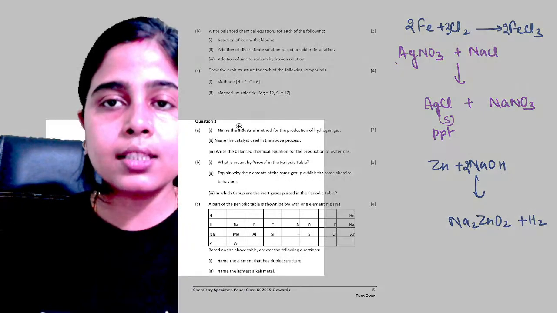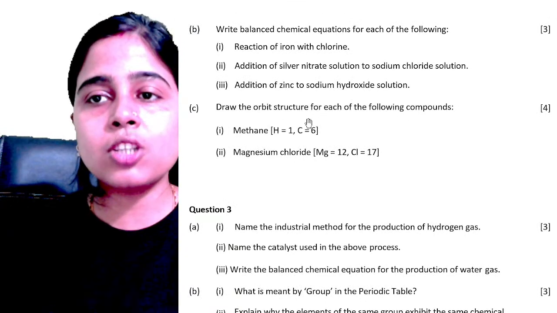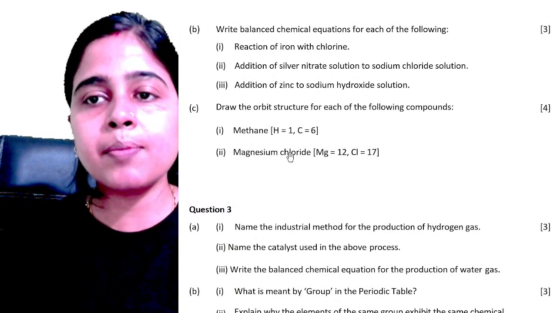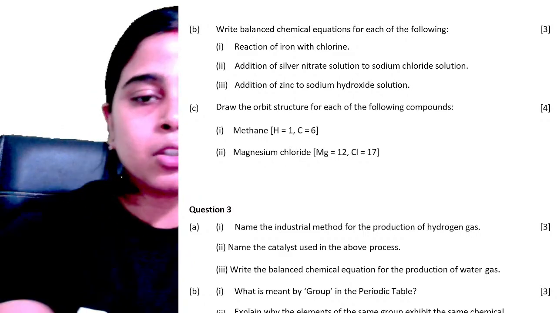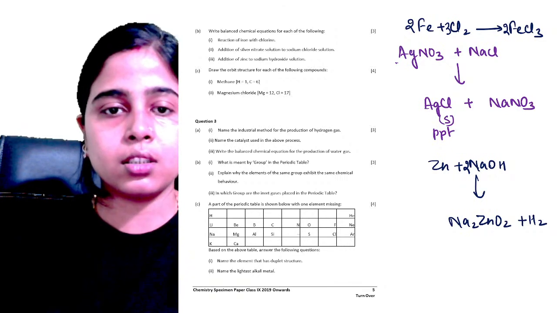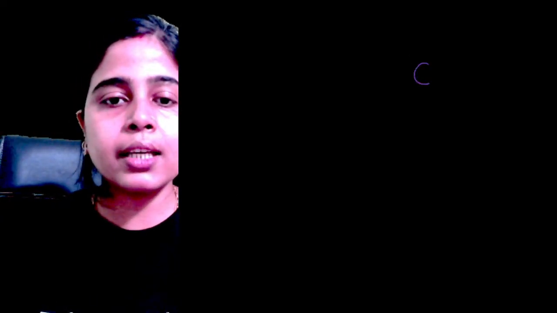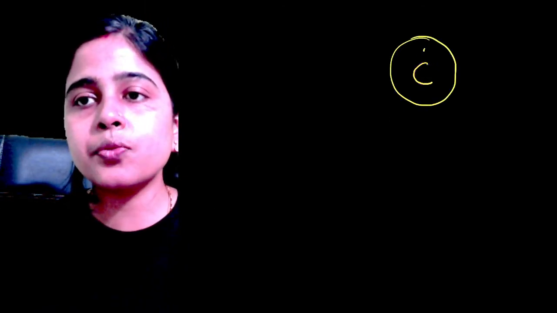Now let's try to answer the other questions. Draw the orbit structure for each of the following compounds, methane and magnesium chloride. Let me take you to the black screen for this. So what is the orbit structure for methane? In methane you have 1 carbon and 4 hydrogen. All of you know that carbon has 4 electrons in its valence shell.